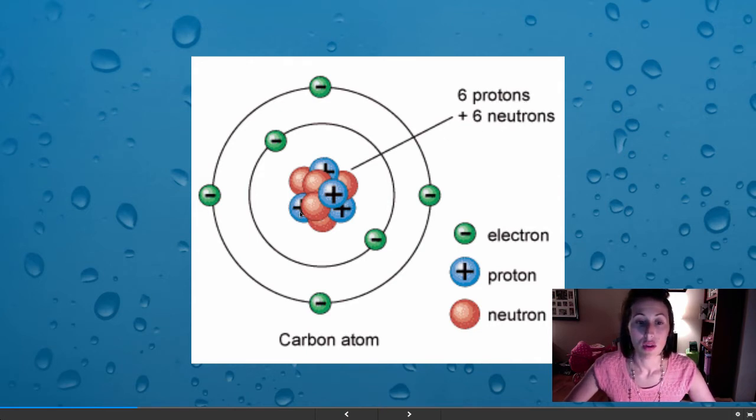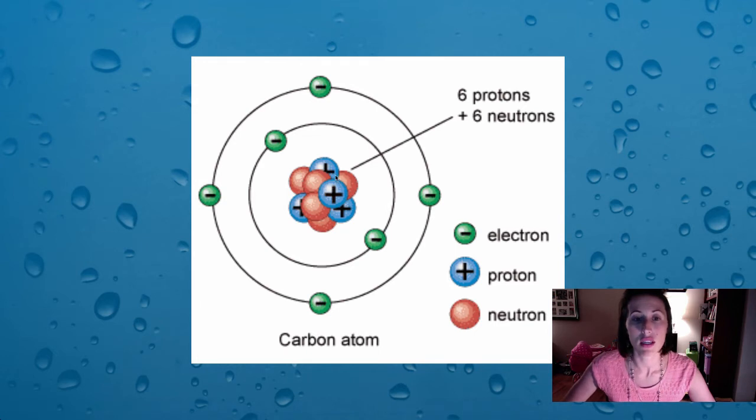And remember I said those are located in the nucleus, and you can't see them all. Some of the protons and neutrons are located on the backside of that nucleus that you can't see. But right here you see those pluses, those are the protons, okay? The red ones are the neutrons. Remember, those are neutral. They have no charge. Now, in here are the electrons.